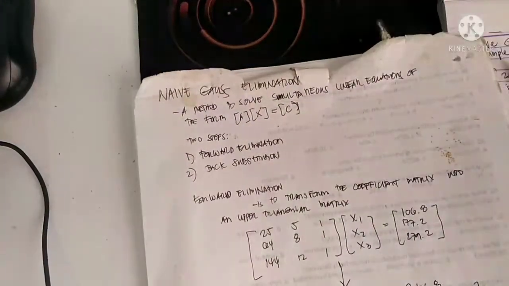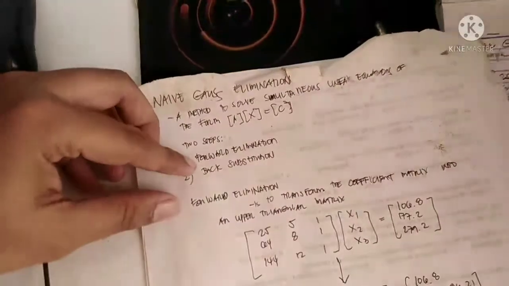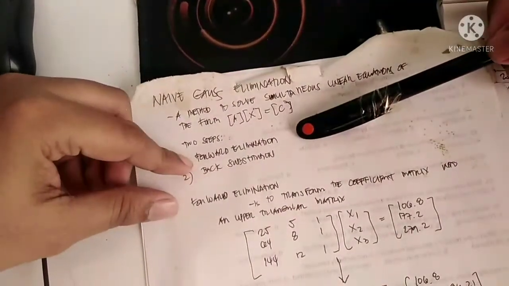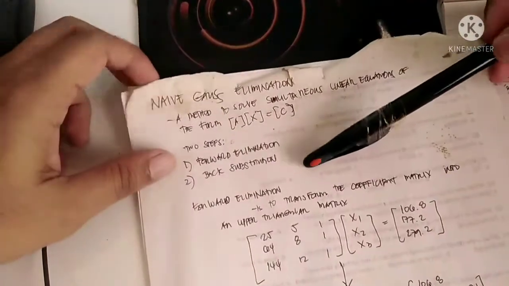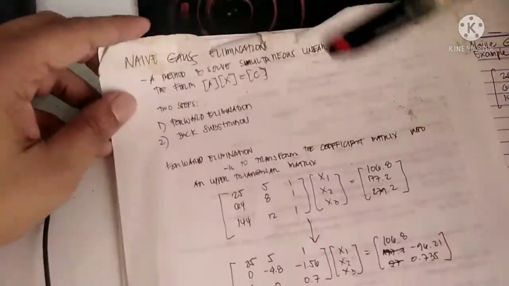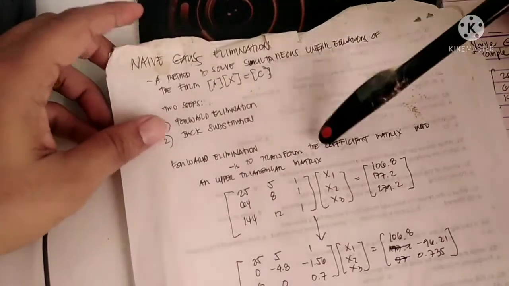There are two steps in order to solve the unknowns of the linear equations. By Gauss elimination, the first step is forward elimination, and after the forward elimination we use the back substitution. In the forward elimination, the goal is to form the coefficient matrix into an upper triangular matrix.